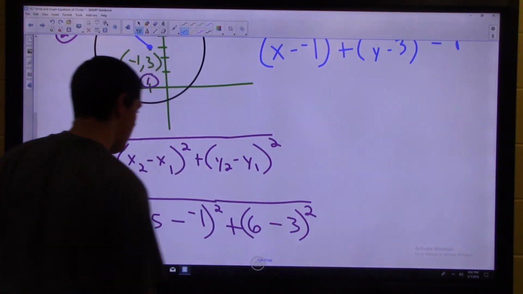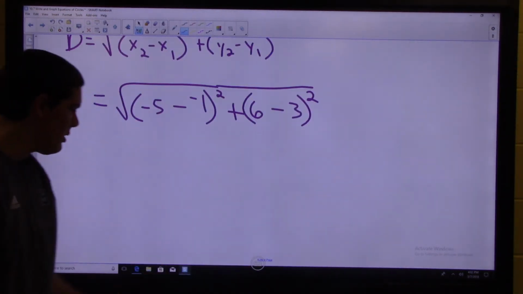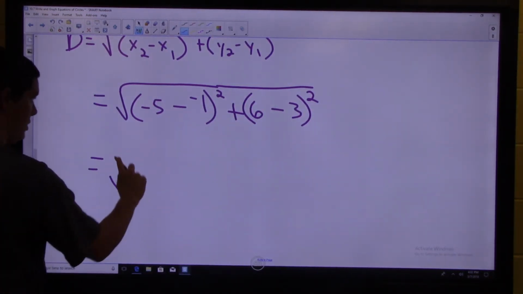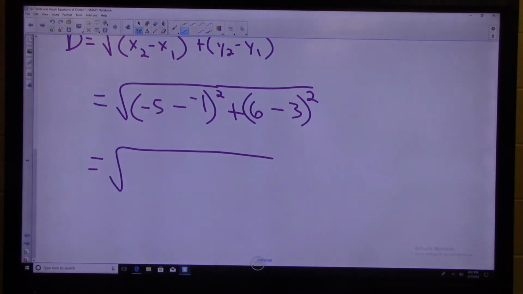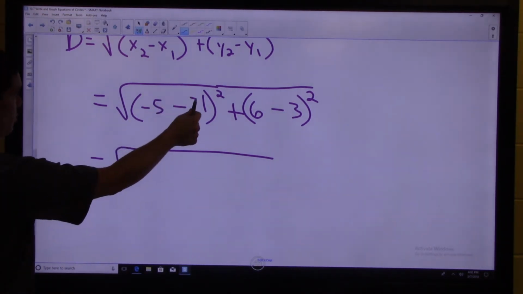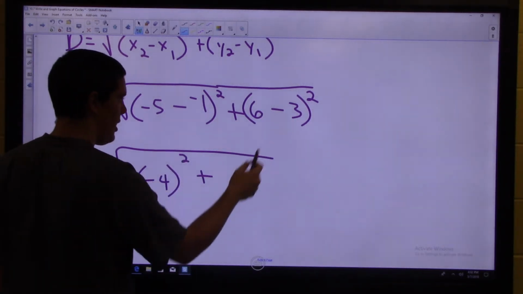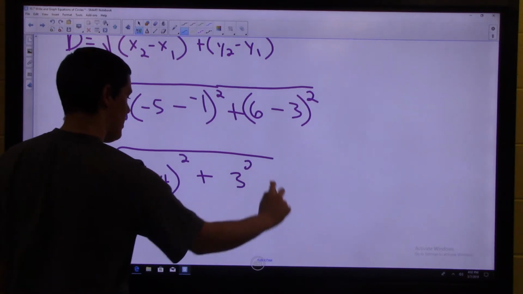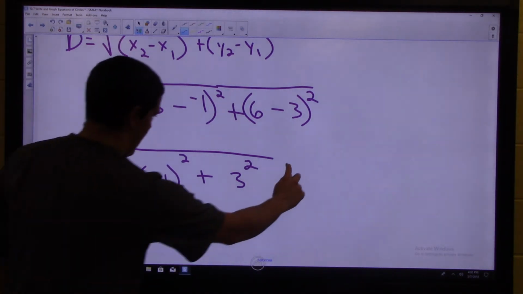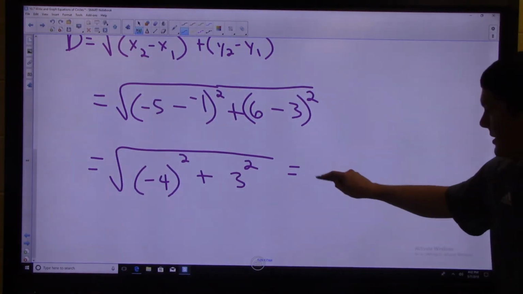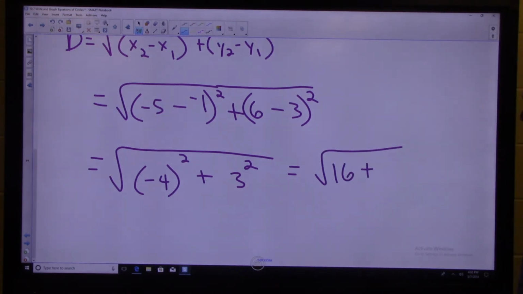So just do a little bit of work here, do a little simplification. Well, a little arithmetic. Negative 5 minus negative 1 is going to be negative 5 plus 1, which is negative 4 squared, plus 6 minus 3 is 3. It's going to be 3 squared. Negative 4 squared is going to be 16. 3 squared is 9. 16 plus 9 is 25. And then the square root of 25 is 5. All right, so we just found the radius.